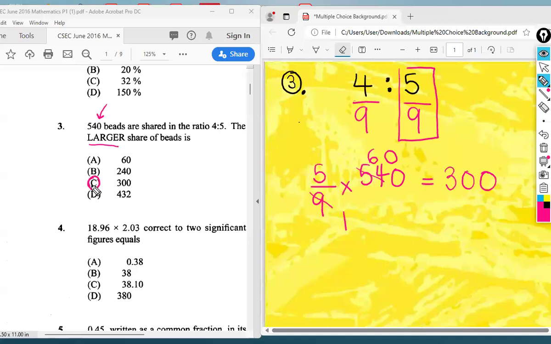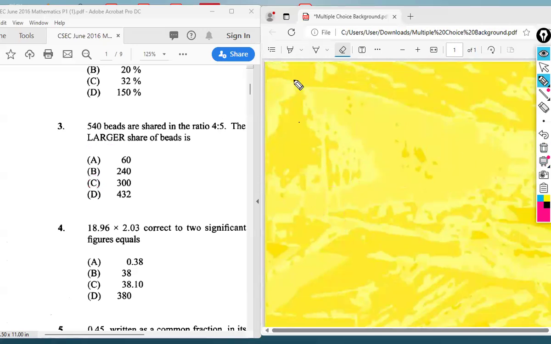Now, number 4, you might get scared by the amount of values that you have here. So look at this, 18.96 and 2.03. And remember, you don't have a calculator in the exam, so it's kind of hard to multiply these numbers. But couldn't we use some approximations here? Let me show you what I mean.